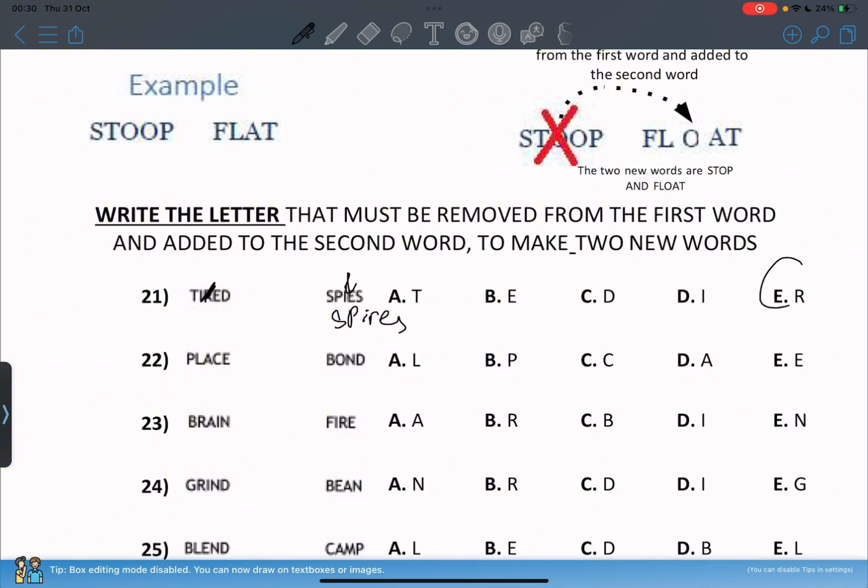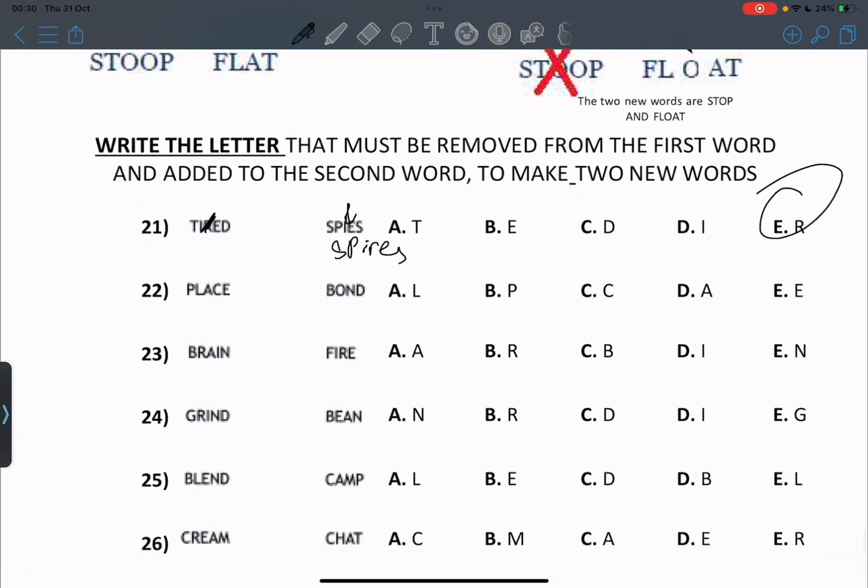So spires is like, if you think about spires on a mountain, I think would be a good one. It's like these different like things at the top, like it's a weird shape. But it's probably best to Google what spires are, and then you can see like an example of it. Question 22. If you move L, you'll get pace, and then if you put that L right here, you get blonde.